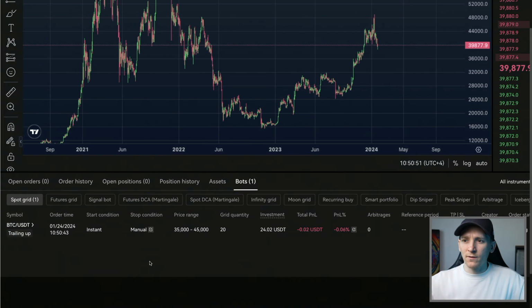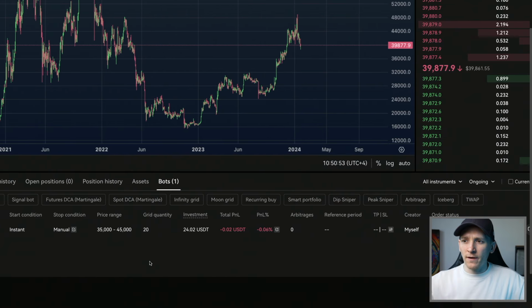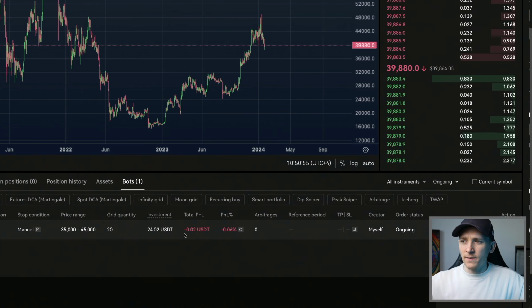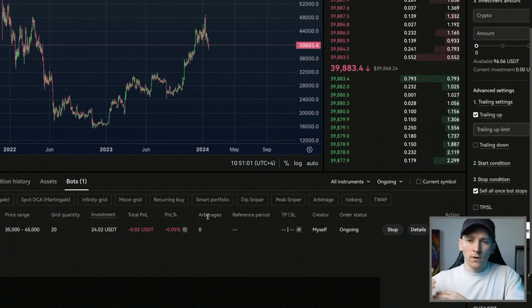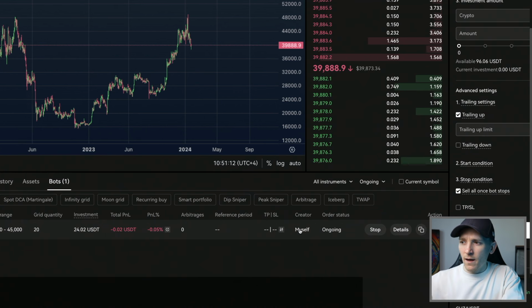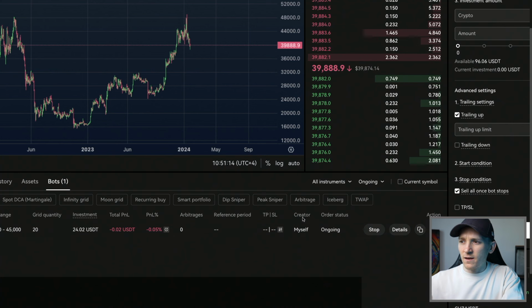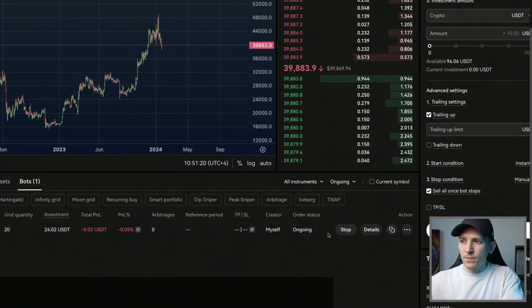If we've started, you can see the order time and the price range, the grid quantity and the P&L. And then the reference period, the amount of arbitrages, that's the amount of grids, right? So one grid would be one arbitrage. They call it arbitrage, but it's really a buy and a sell. And you can see everything here. You can change the TP/SL if you want to stop the bot at certain parameters. The creator was me. There's, I think, a creation page where you can copy other traders, but you can obviously create one yourself. If you do want to stop it, that's right here.